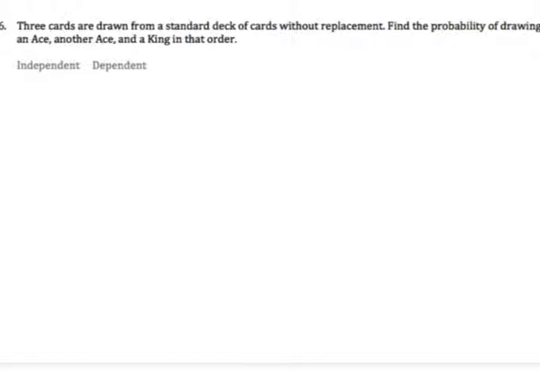It says 3 cards are drawn from a standard deck of cards without replacement. Find the probability of drawing an ace, another ace, and a king in that order. So here's another word that should tip you off, and that is that without replacement. So since we're not putting those cards back, this has to be a dependent event.